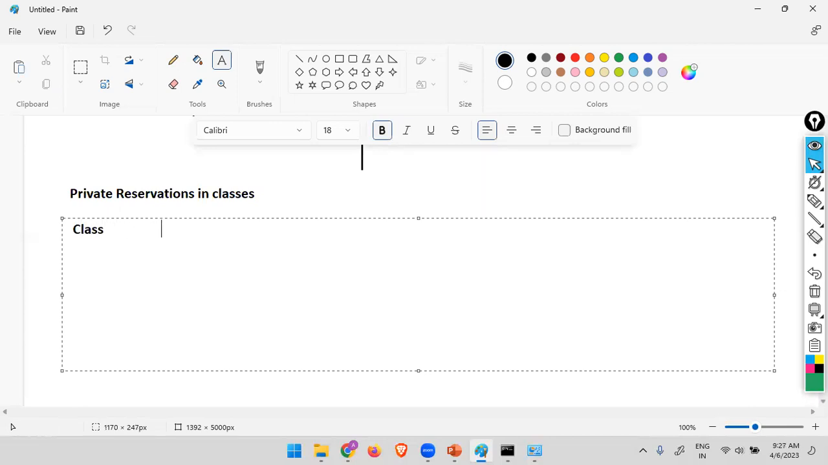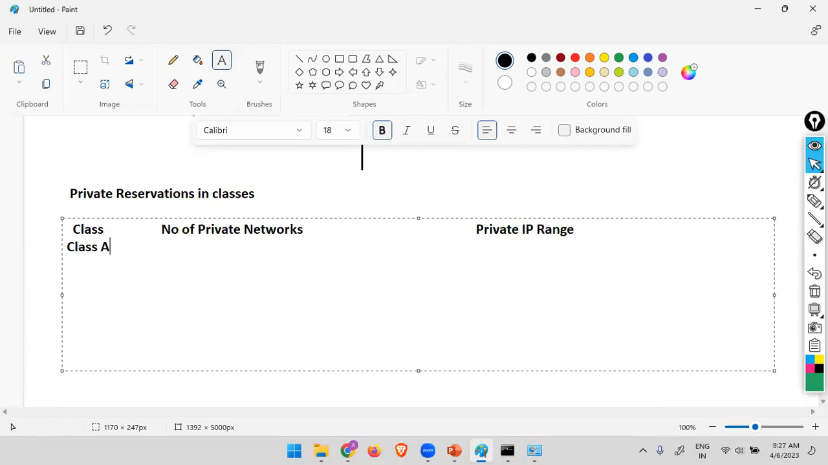First of all, class, number of private networks, that is, how many networks are reserved, and the range. Private IP range, and remaining everything will be public.